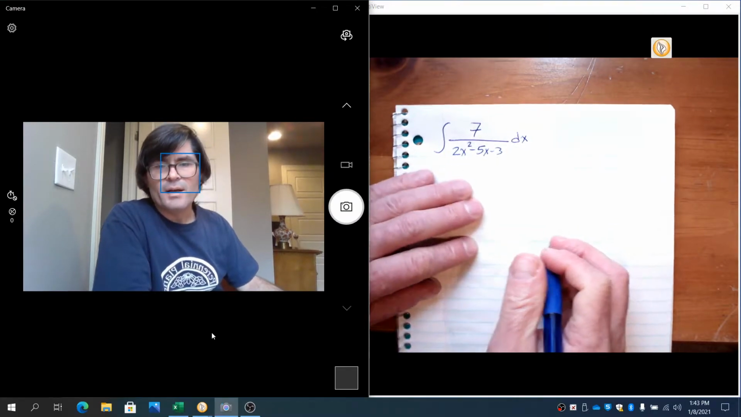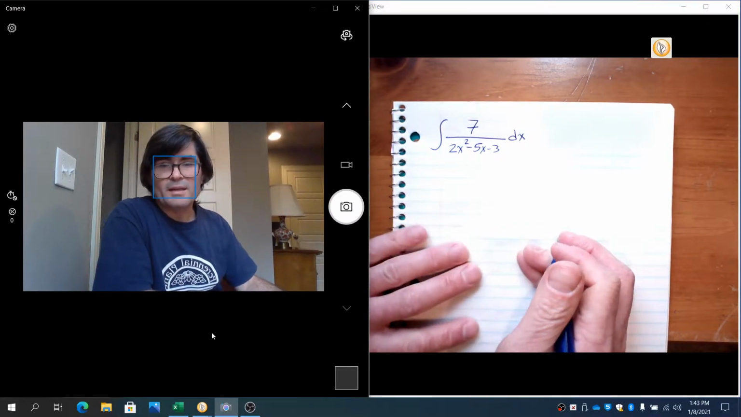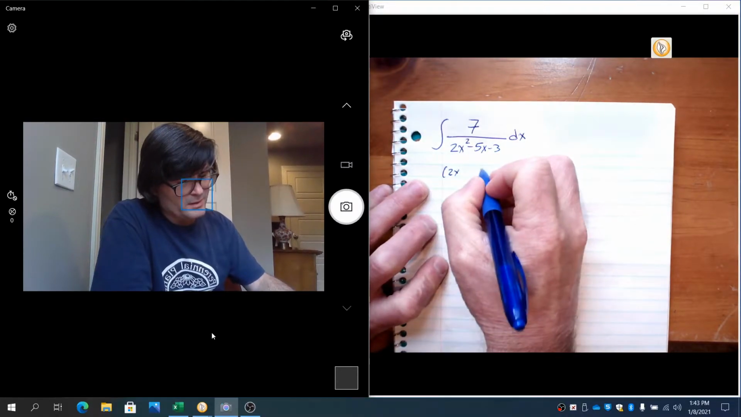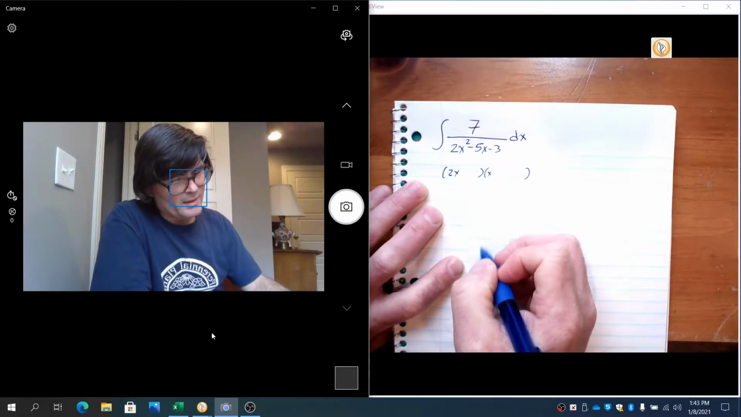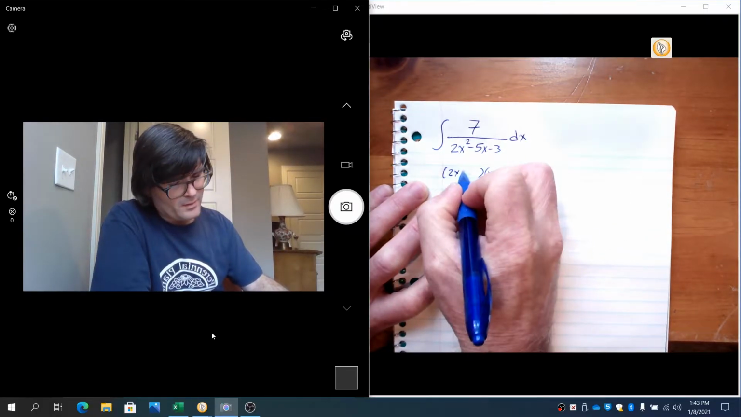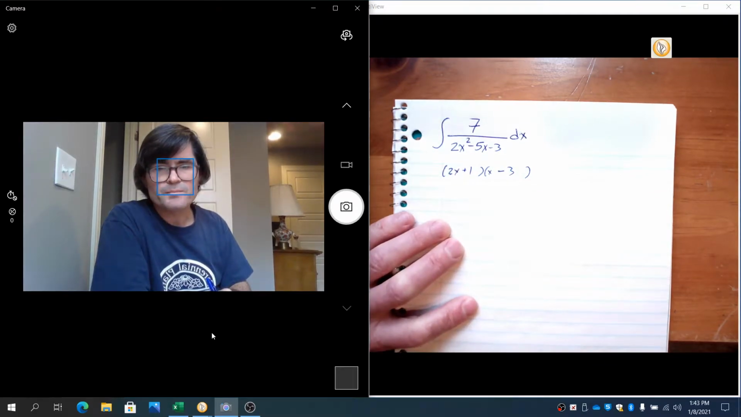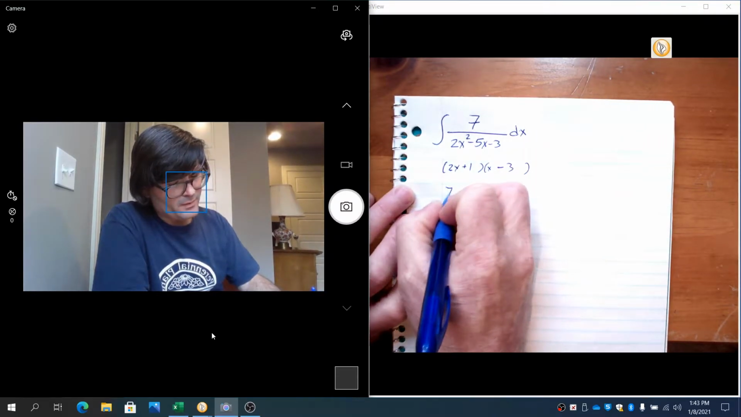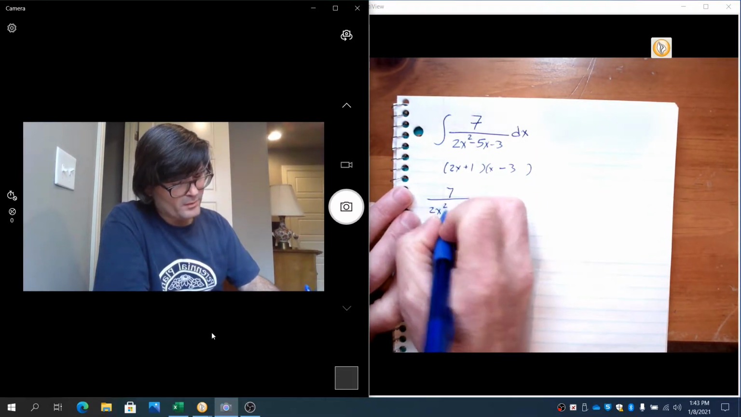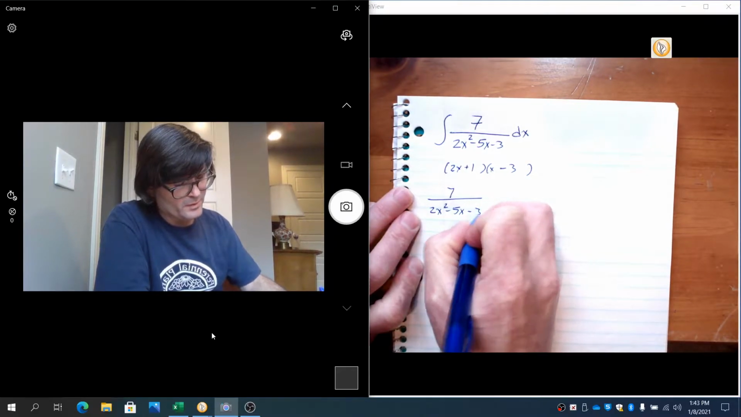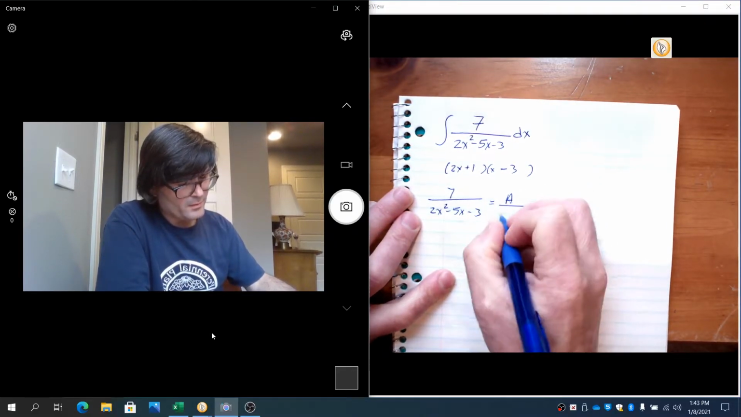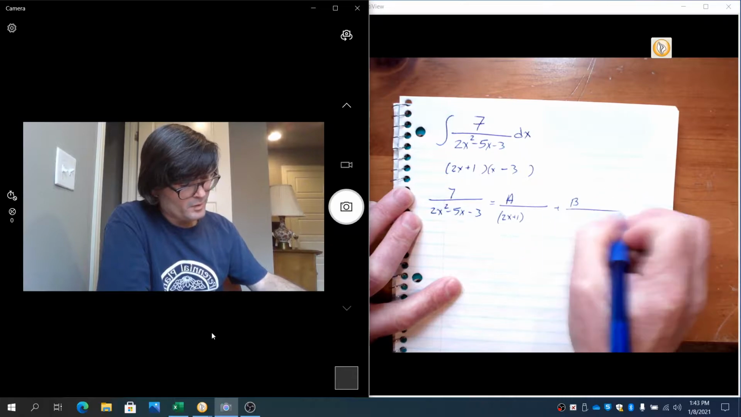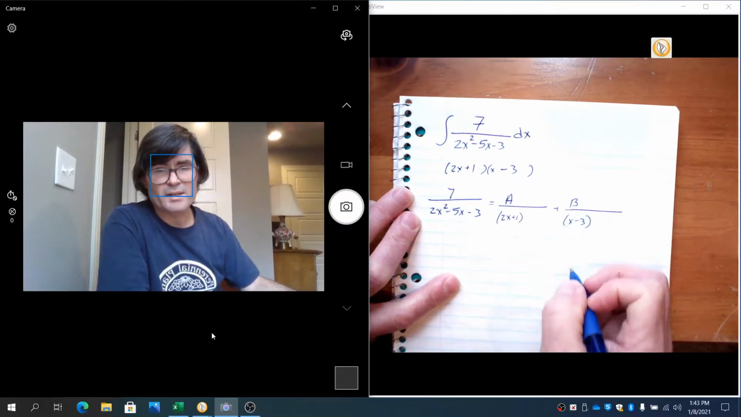Start with that. Before we do anything, we need to obviously factor the bottom. So this could be 2x and 1x, and I guess minus 3 and plus 1 should do the trick for us. So this 7 over 2x squared minus 5x minus 3 is going to be equal to a over 2x plus 1 plus b over x minus 3.